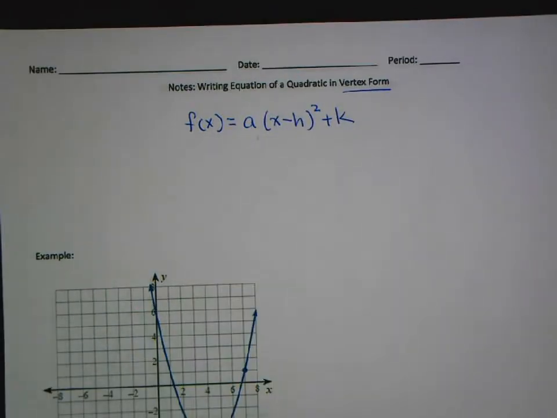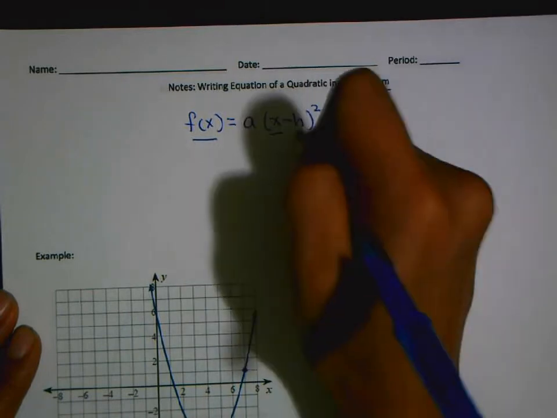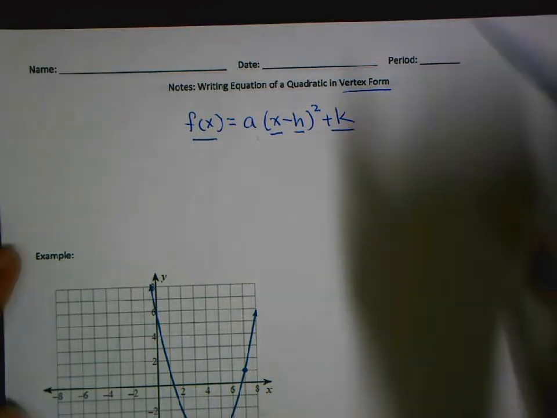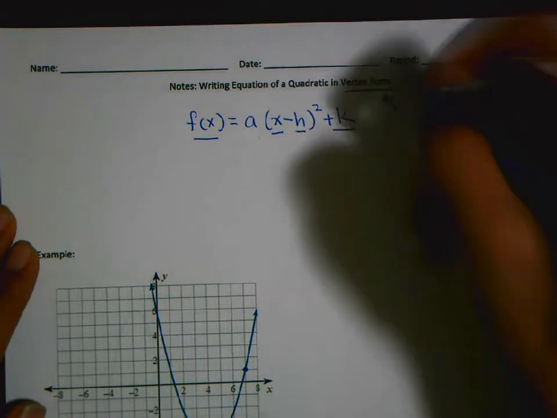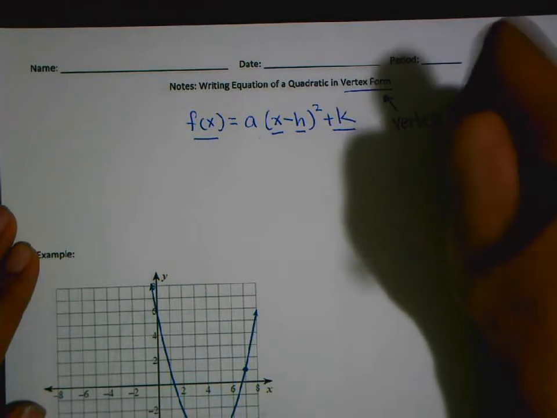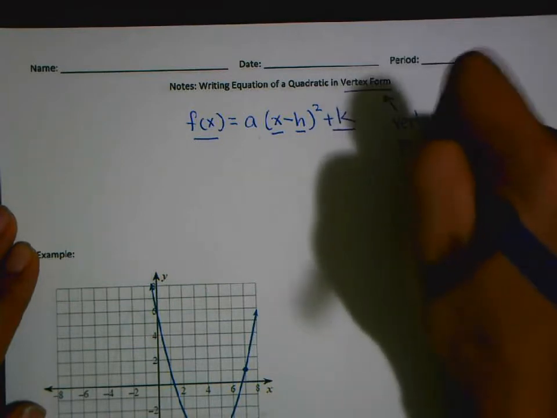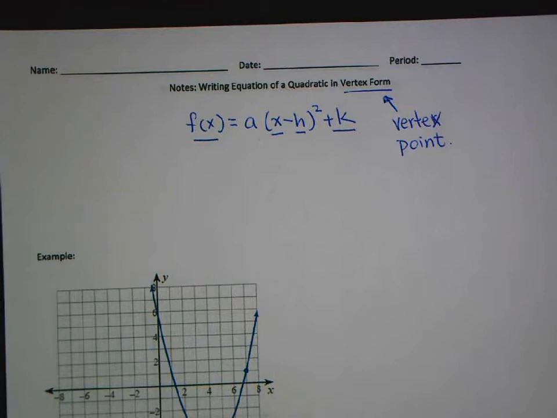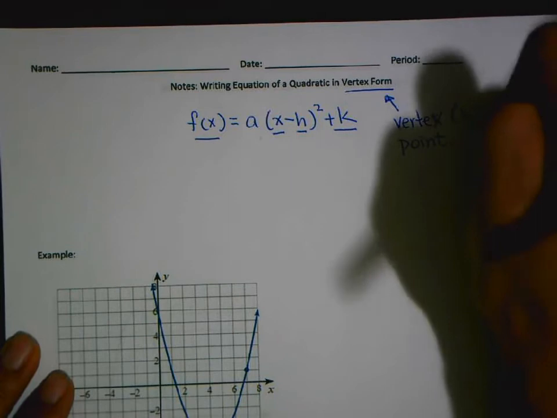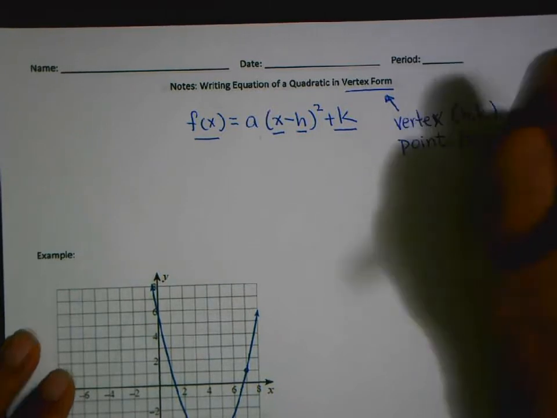So in order to write an equation in this form, we are going to need the y value, the x value, the h value, and the k value. And all of those can be found on your graph. In order to write a vertex form, you're going to want to have a vertex, and you're going to want to have a point on the graph, because that's what's going to give you your h comma k, and that's what's going to give you your x comma y.